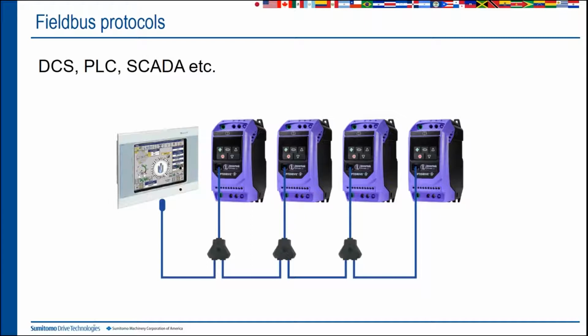Instead of having lots of wires for starting, for stopping, for the speed reference, and all kind of wiring that you will need, you can use something like this. For example, this is a kind of centralized control topology, where if you have a DCS or maybe a SCADA, you can control all of your drives over a fieldbus protocol.